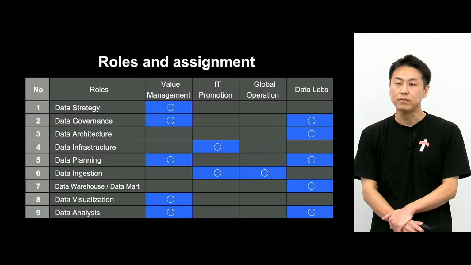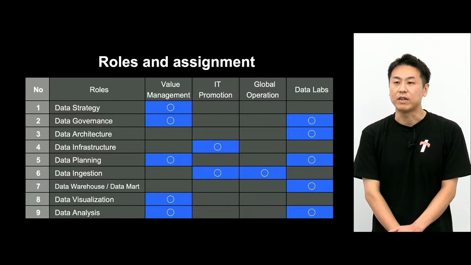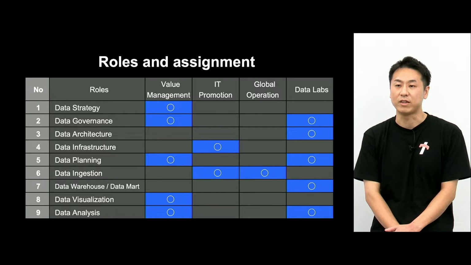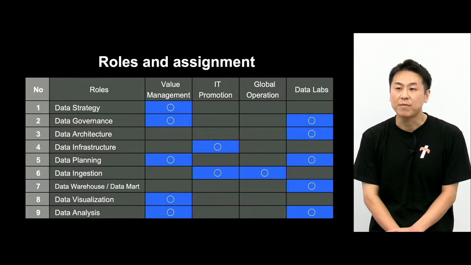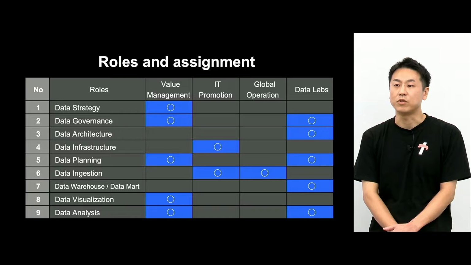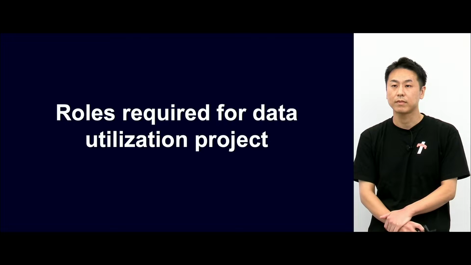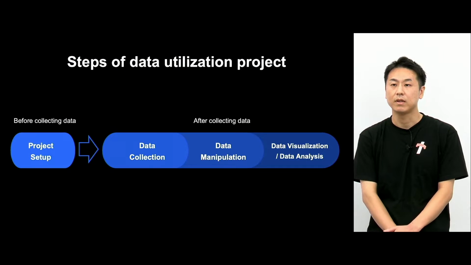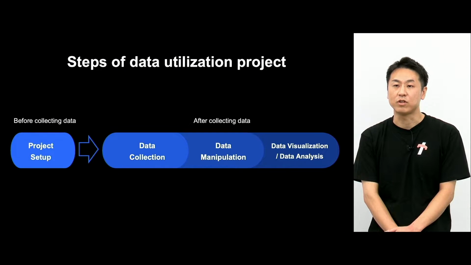So the next page will cover the list of the teams and their responsibilities. So here is the list of the roles and assignments. There are a total of 9 roles, and the 9 roles are assigned to 4 departments. The decision criteria is based on the department missions and their knowledge and skills. And if one role is too big to be taken by a single department, multiple departments sometimes take care of it. And from now on, I'll talk about the roles required for the data utilization project.